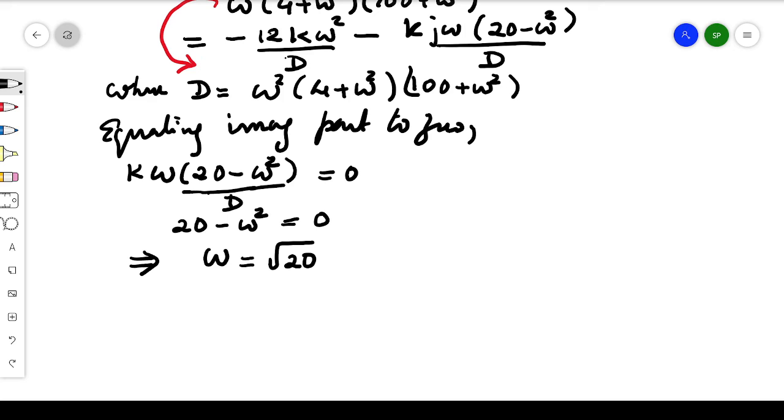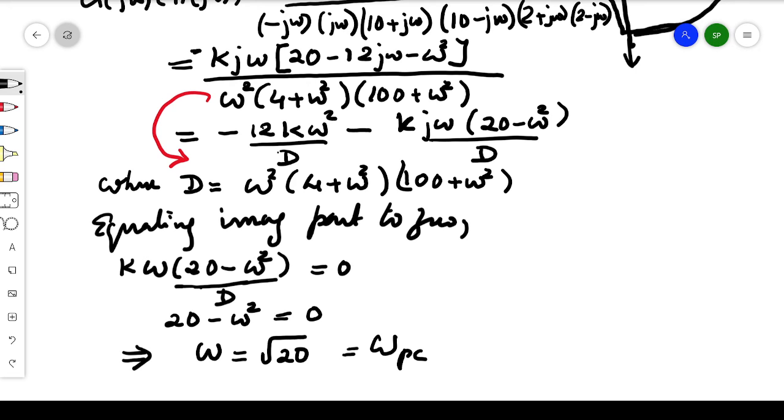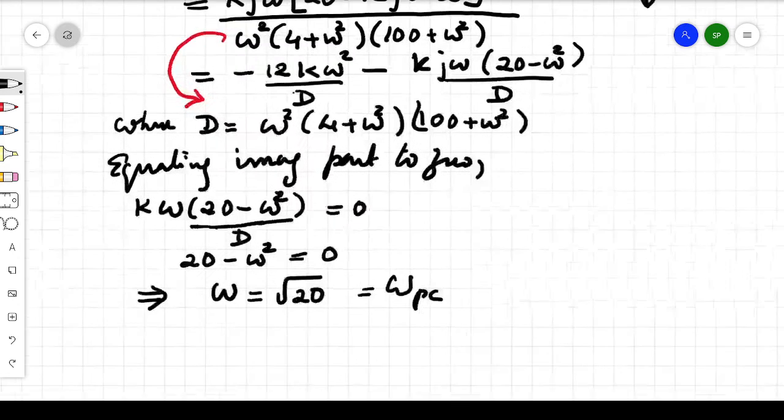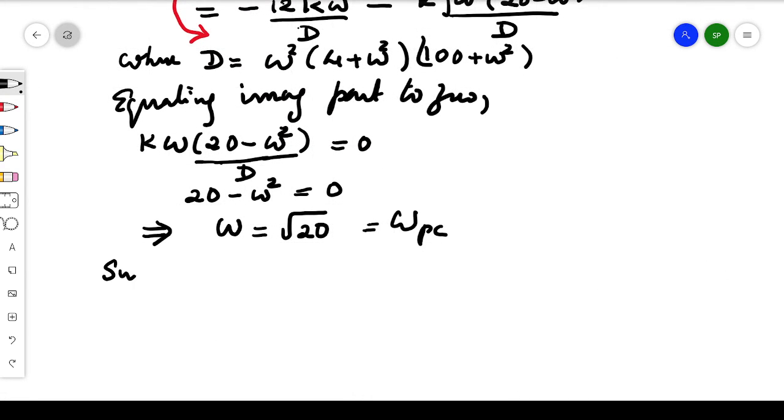So this is the value of frequency at which the plot cuts the S-plane at 180 degrees. That is our phase crossover frequency. If we substitute this omega in the real part of the equation, which is 12k omega square by d, we get the point Q.